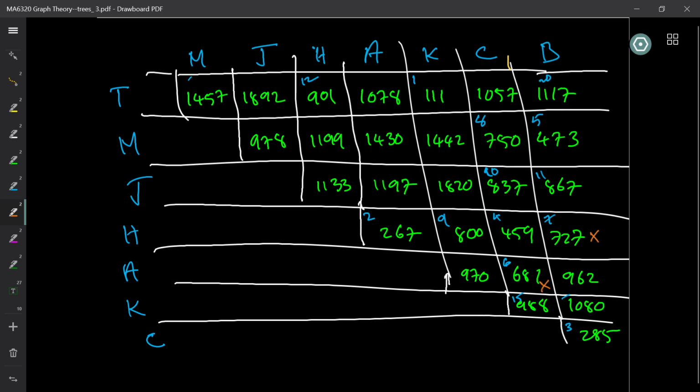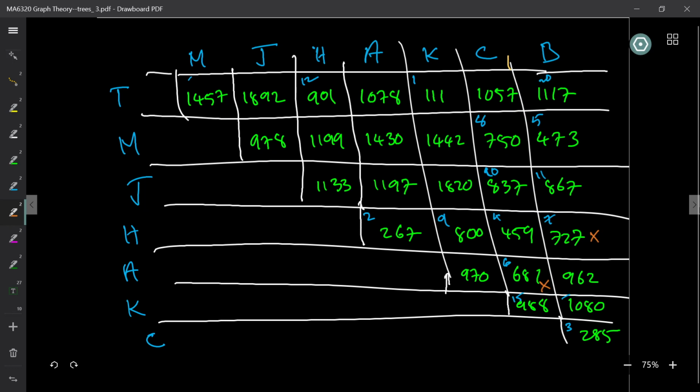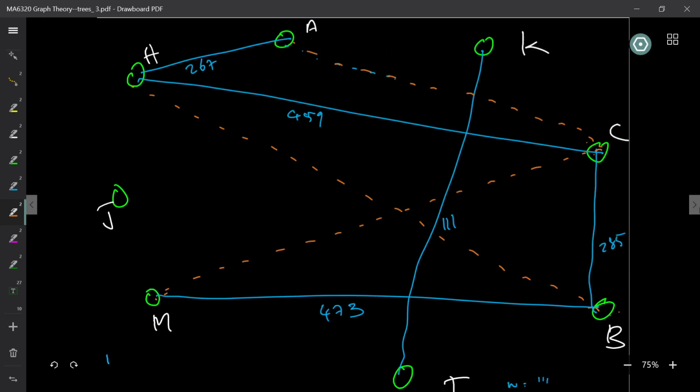8 is 750, which is M and C. M and C. Again, I cannot add that. Okay, so 8 is also gone. And I pick 9, which is 800 between H and K. H and K. Okay. Yeah. So this I can add because they are different components. We'll add between H and K.